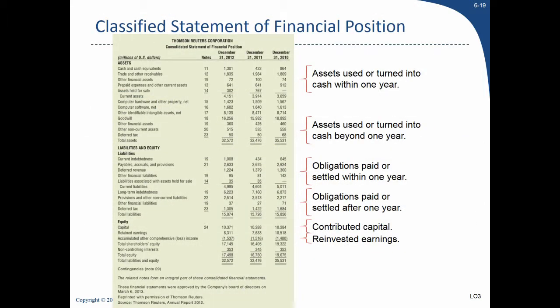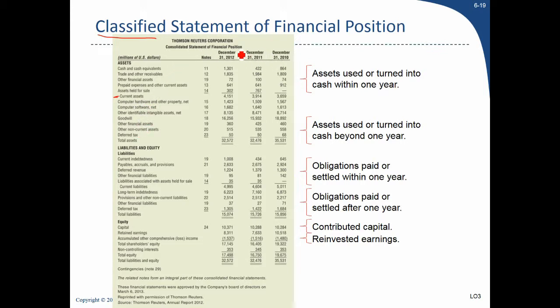This is just a review of a classified statement of financial position. This is nothing new. The important thing to note is there's current assets. This is classified, meaning short-term and long-term. They don't explicitly say long-term assets, but by definition, everything below the current assets line is long-term.